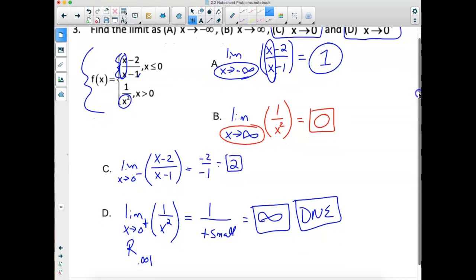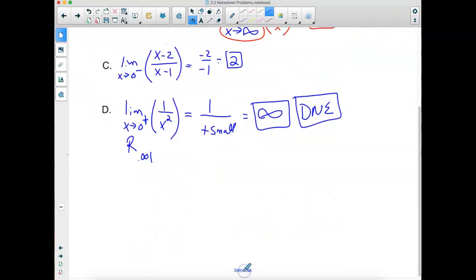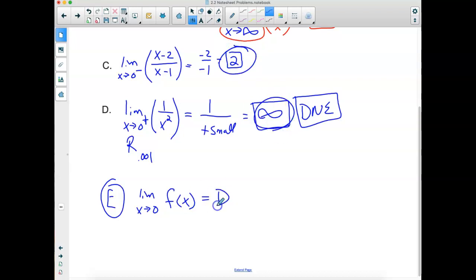And I think the other one that's on there is they wanted the limit, I think you guys have a part E on your note sheet that I forgot to put on here, which is the limit as x approaches 0 of f of x. That's the whole function. So one side I'm approaching at 2, one side I'm approaching at infinity. So I'm assuming that that does not exist, and it's approaching 2 different values.